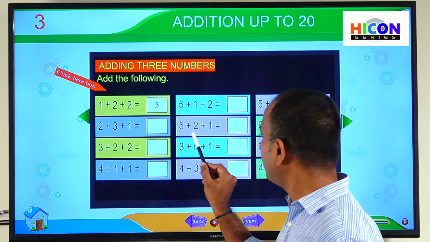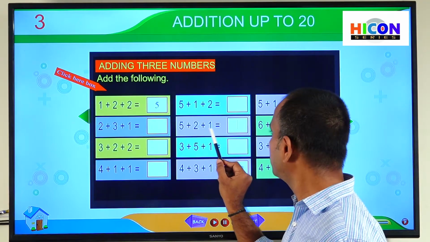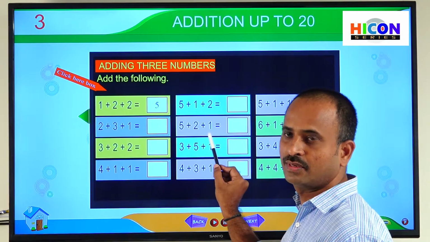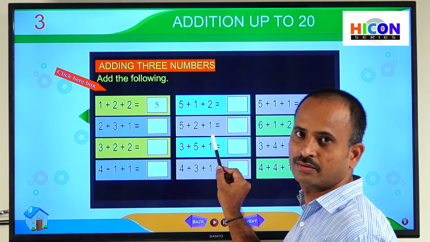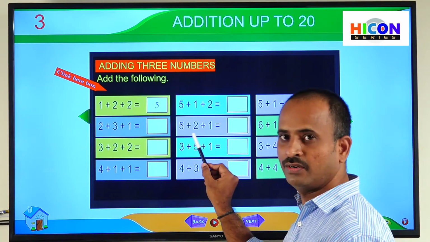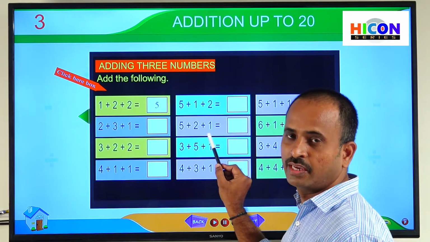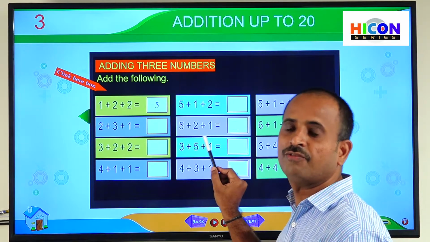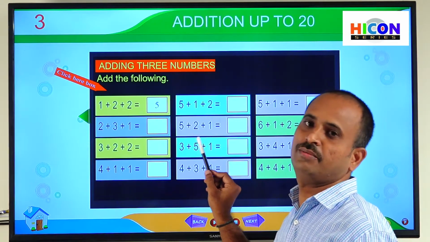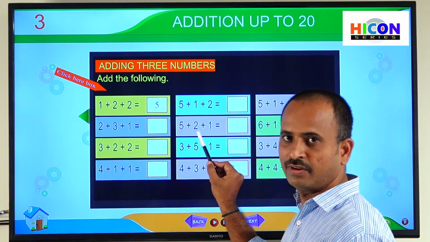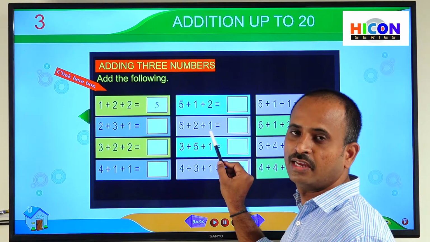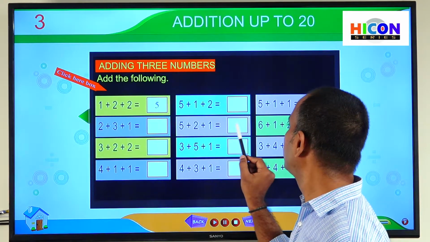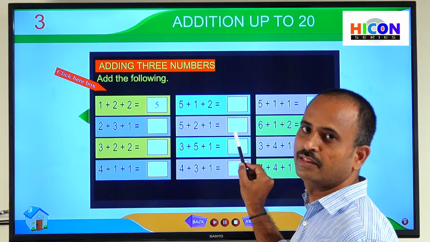1. So add the sum 7 to the third number 1. So that means 7 plus 1. Here the first number is 7, second number is 1. If we add 1 to any number, according to addition facts, we will get its next number. Here the number is 7 and we have added 1. Then we will get the next number after 7. So after 7 we will get 8. So write 8 in this box.